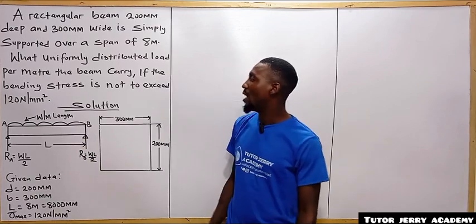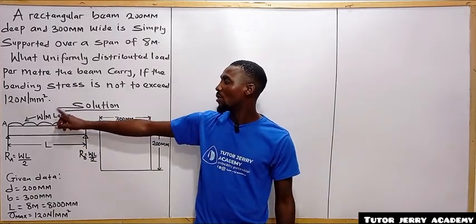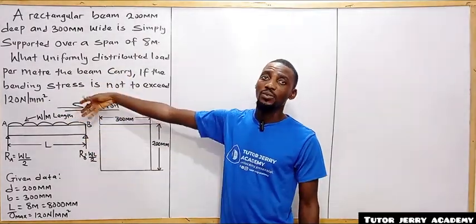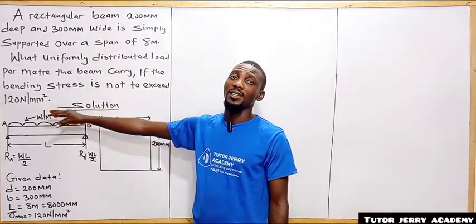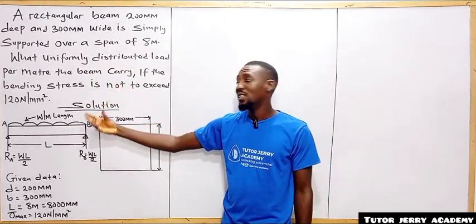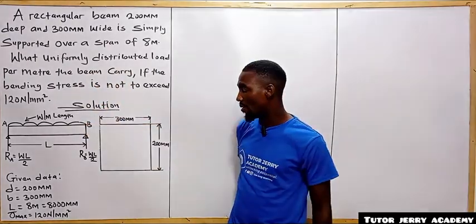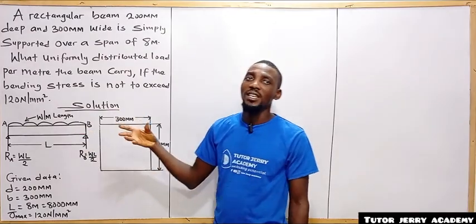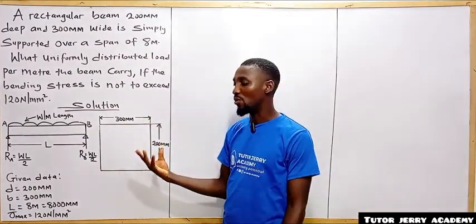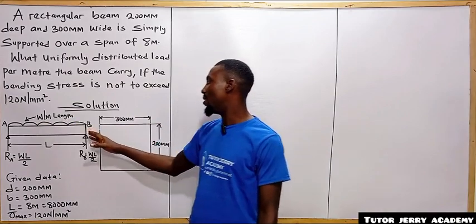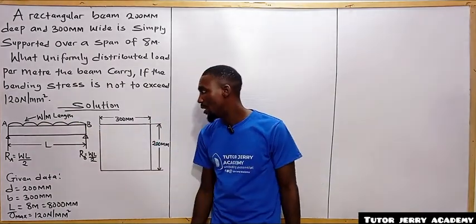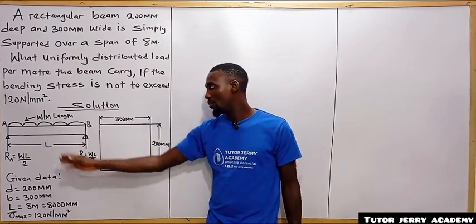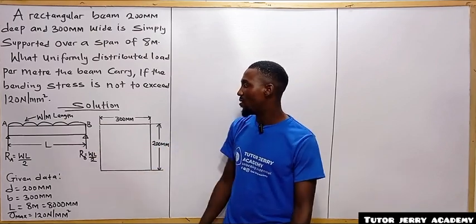draw is the simply supported beam, which is going to carry an unknown uniformly distributed load, that is the load we want to calculate, W. If you are conversant with shear force and bending moment, you will know that if we have a uniform distributed load on a simply supported beam, they are going to have equal reactions, which is going to be WL over 2, WL over 2.